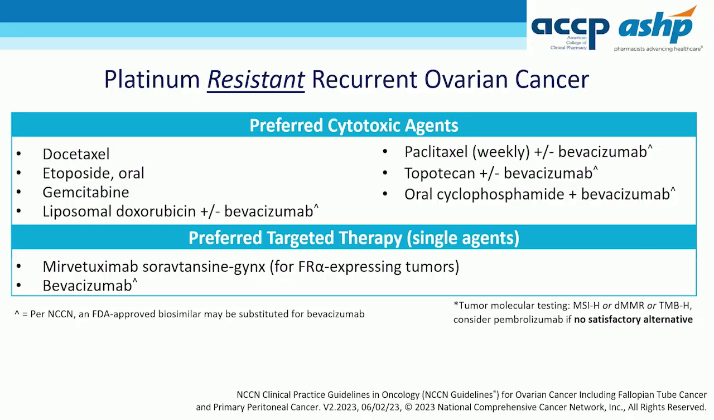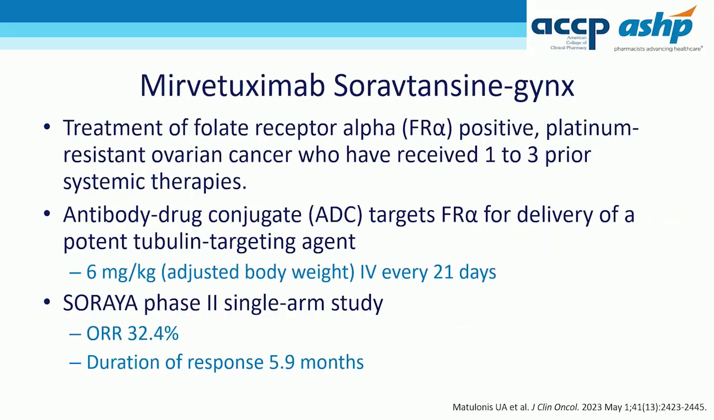However, we do have a preferred targeted therapy with mirvetuximab soravtansine. So this is for patients that have folate receptor alpha expressing tumors. And the cutoff is 75%. If they have at least 75% expression on their tumors, then they do qualify for this agent. And so this is indicated for the treatment of, like I said, folate receptor alpha positive patients if they're platinum resistant and they have had 1 to 3 prior lines of systemic therapy. This is an antibody drug conjugate. It targets the folate receptor alpha, and it delivers a potent tubulin targeting agent.